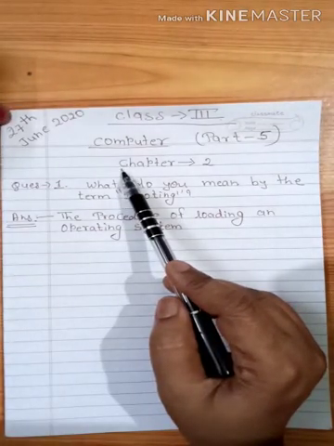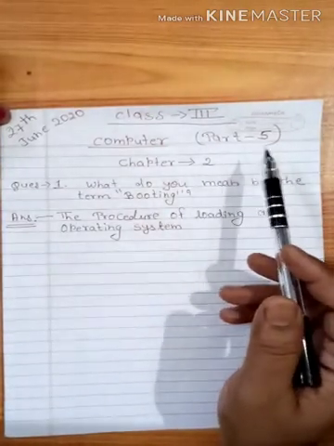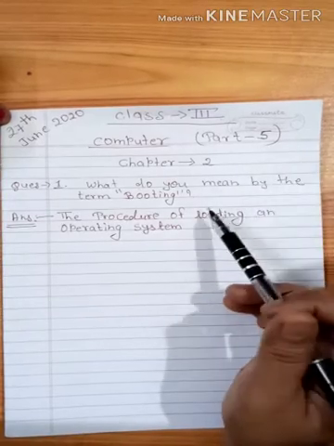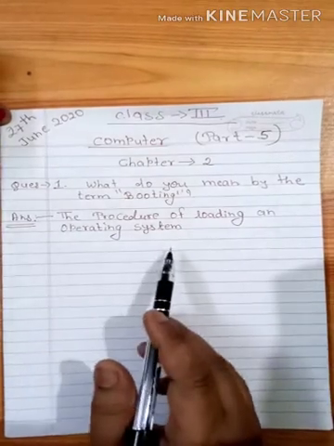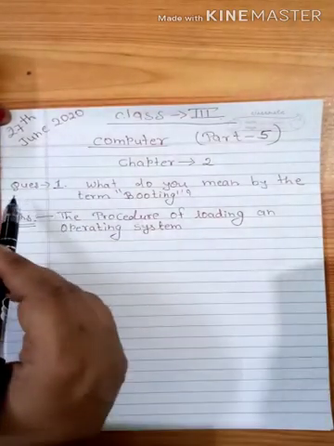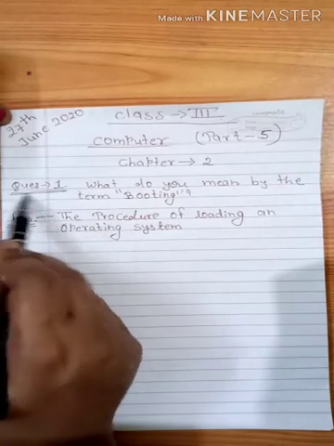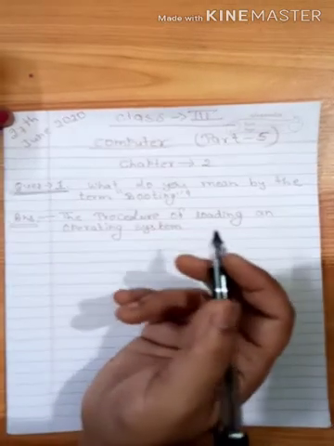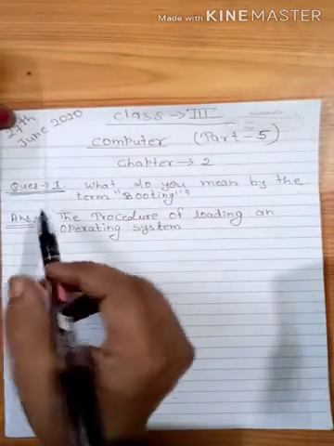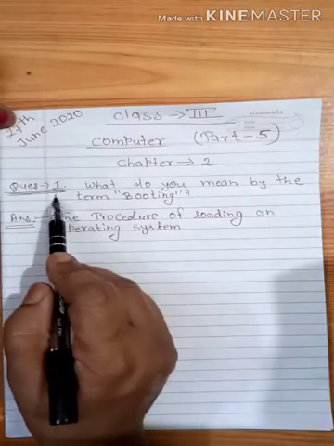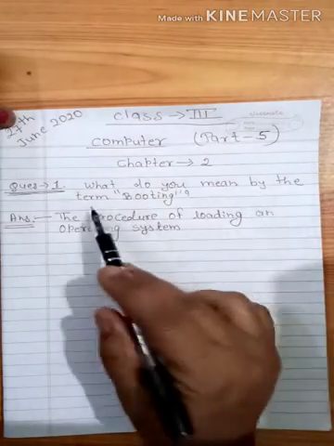If you remember, in the previous video, part 4, we completed the exercise questions. Now I have prepared some extra questions from inside the chapter. So you have to take out your computer copy and start writing these extra questions which I am going to write here. The first question is, question number 1. What do you mean by the term booting?